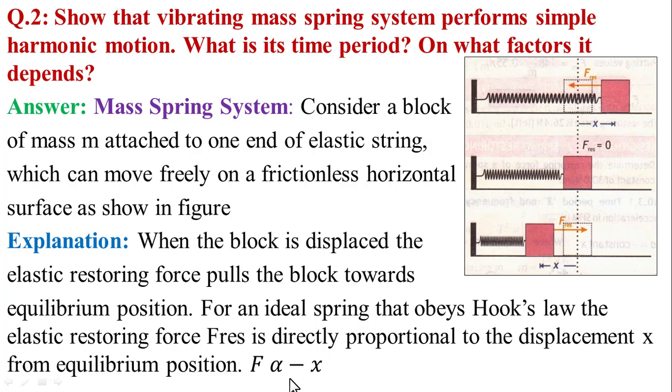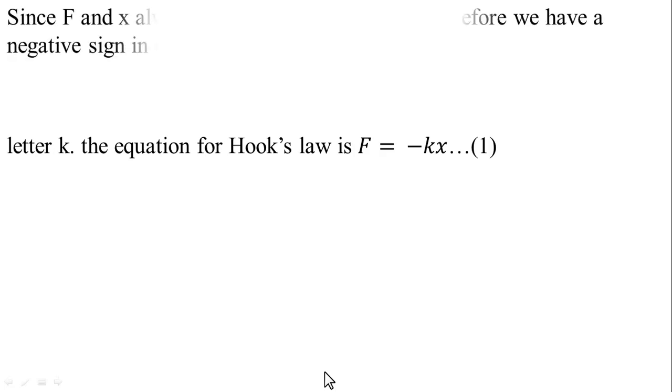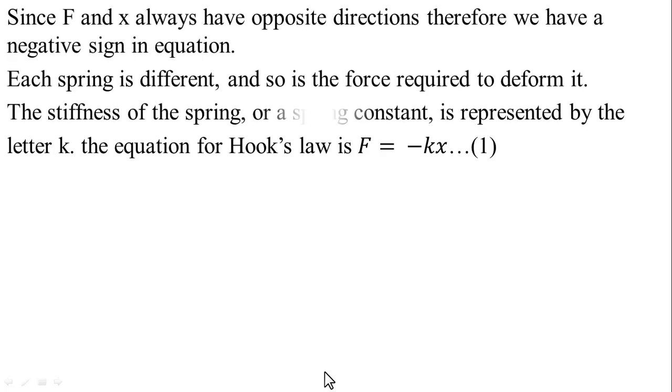Here, the negative sign shows the elastic restoring force, meaning restoring force. So, F is directly proportional to its displacement and always directed toward the mean position. Since F and x always have opposite directions, therefore we have a negative sign in the equation.